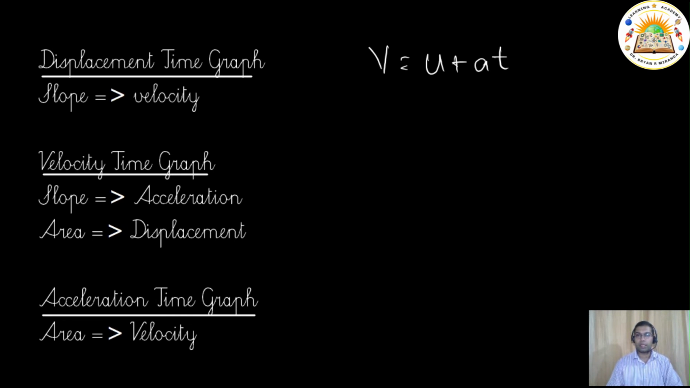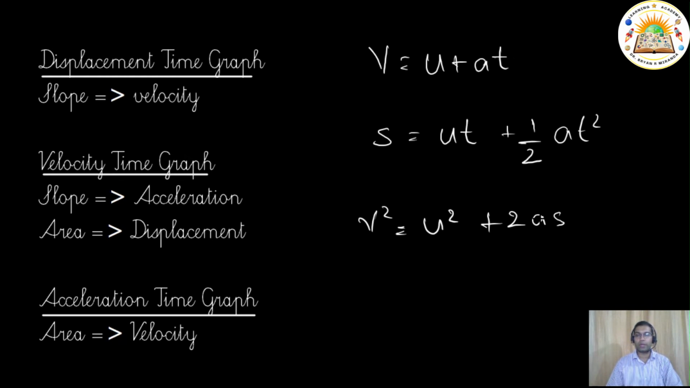V is equal to U plus AT, S is equal to UT plus half AT square, and V square is equal to U square plus 2AS. Now these graphs help us in their determination. Specifically, the velocity-time graph helps in deducing all these three equations. So the knowledge of the graph is important for us to understand the motion of the particle. Secondly, from the velocity-time graph, we can derive these. So we will now look at the graphical way of deriving these three equations of motion.